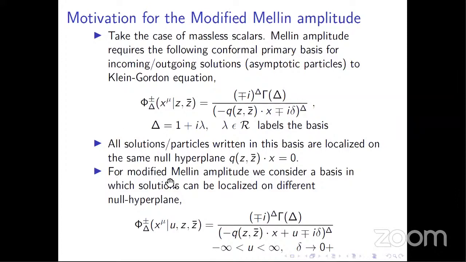So for the modified Mellin amplitude, we will consider a basis in which solutions can be localized on different null hyperplanes. Here we add a factor of u in the denominator in the conformal primary wave, and now the particles can be localized on different null hyperplanes, because this u will be different for different particles.